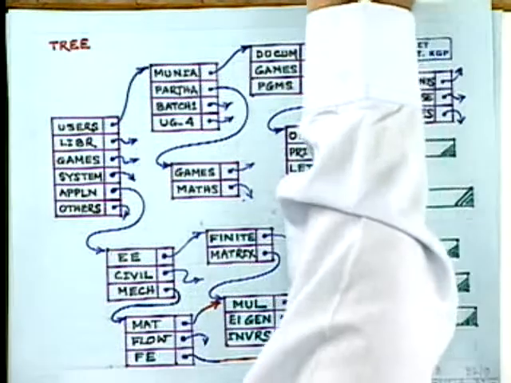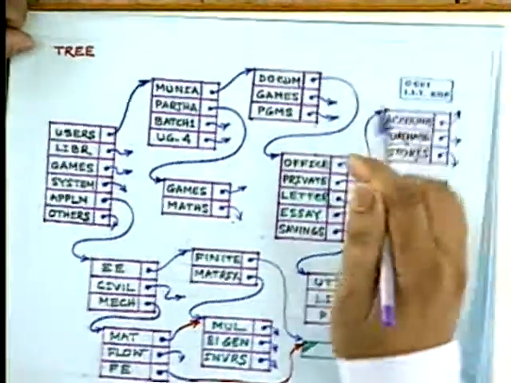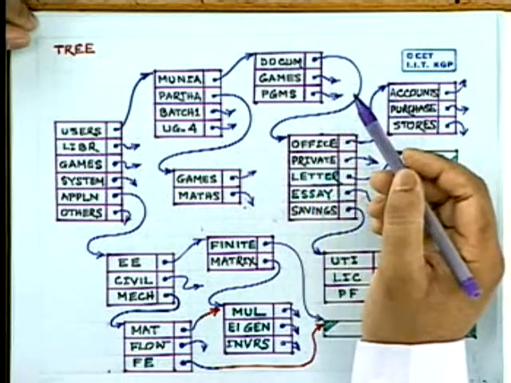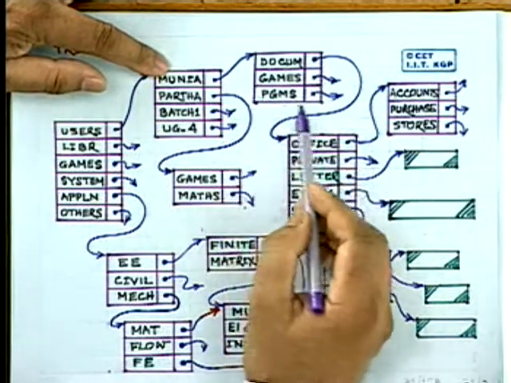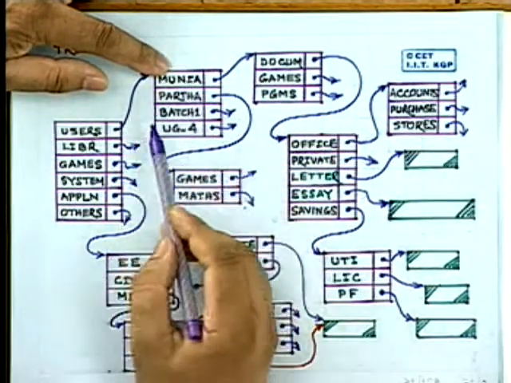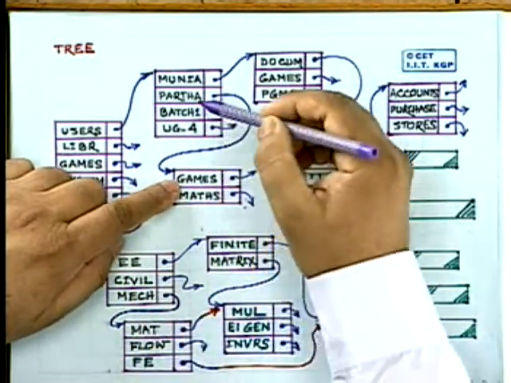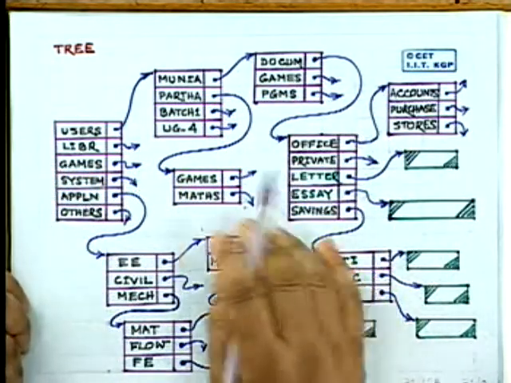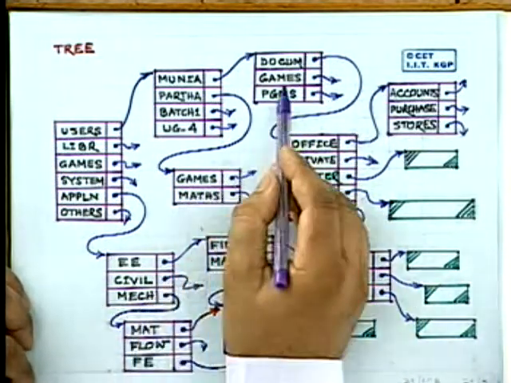One more thing that I should explain is this. Similarly, different files or different directories can be given the same name. Just think of a situation that games in this subdirectory, which is possessed by Munia, and the games in the subdirectory possessed by, say, Partho, may be two different files or subdirectories altogether, given the same name. Both have the name games. Here it is also games.